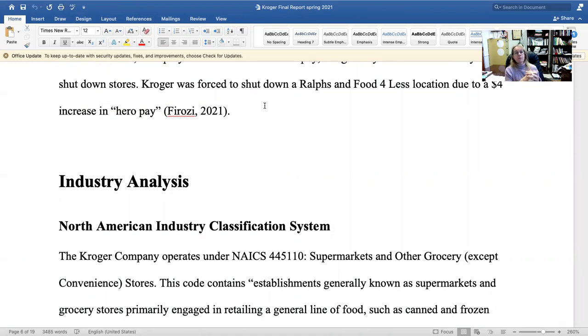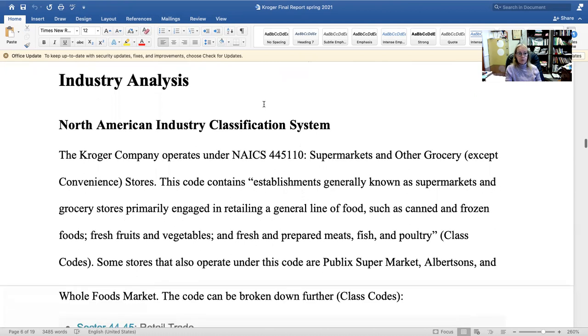So definitely probably talk about the supply chain issues if it's relevant for your firm, and worker shortages if that's relevant. Okay, here's the industry analysis.